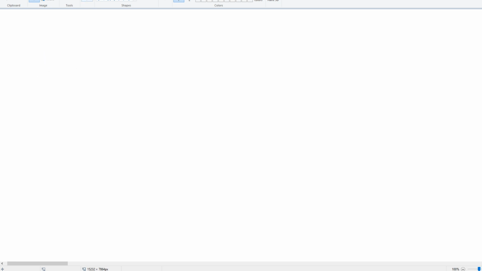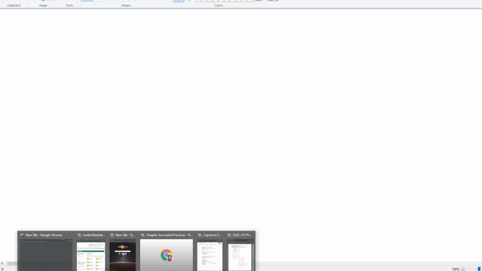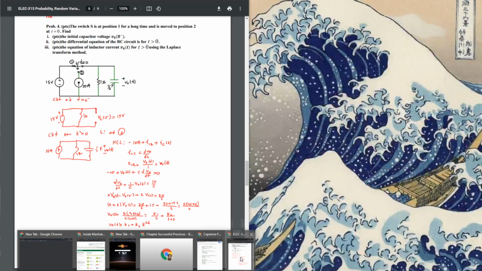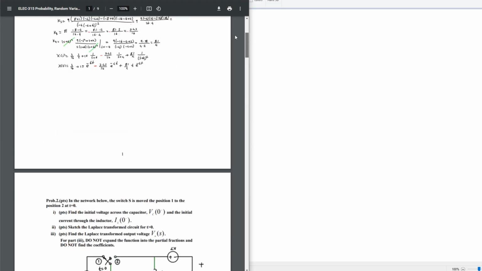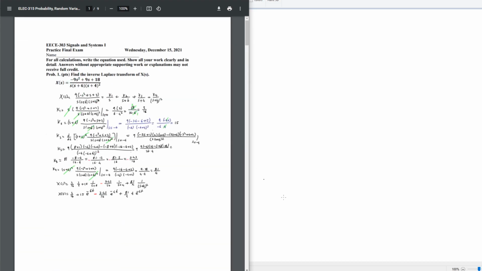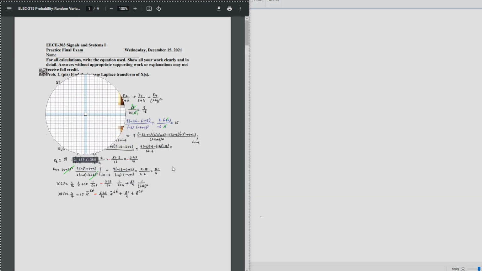So let's get started. For problem number 1, I have to copy the question here. Hold on. Here it is. Okay. For problem number 1, it is saying find the inverse Laplace transform of X(s). Okay, so let me copy this over.